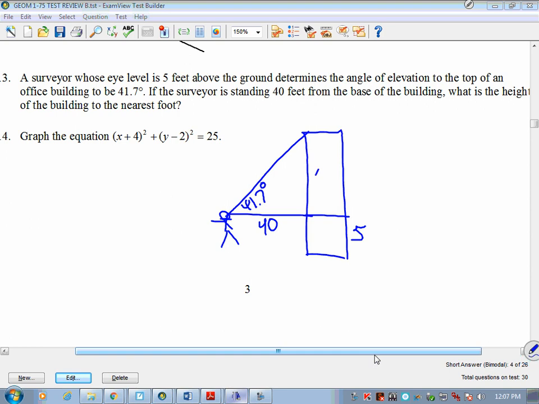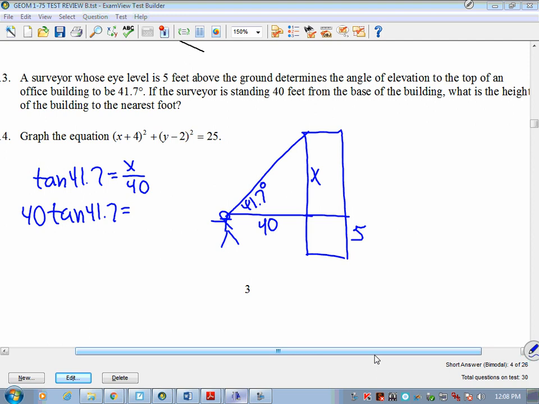So the first thing I have to find is the height from his sight line to the top of the building. How do I do that? Tan, opposite over adjacent. X is opposite, 40 is adjacent. So tan 41.7 equals x over 40, right? What do I want to do with the 40? All right, so what I'm going to plug in my calculator is 40 tan 41.7.